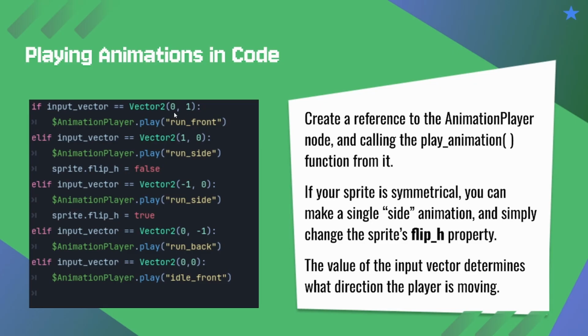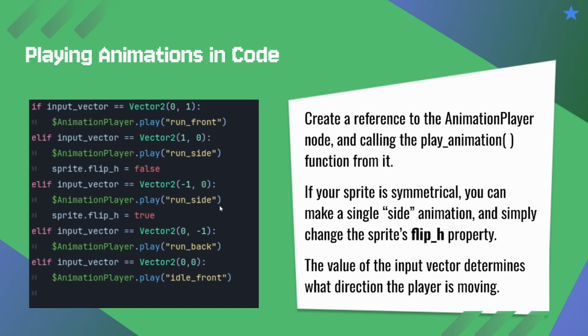So we can assume that we're moving downwards, so we can play our run front, since our player is facing the camera. If we want to move right, then our x will be 1, and then we'll play our run. And if your sprite is going to be symmetrical, you can make only one side animation. So not left and right, just a side, and then you can change the sprite's flip H property, true and false. That's an easier way to make a left and right animation, so you only need 3 animations instead of 2.